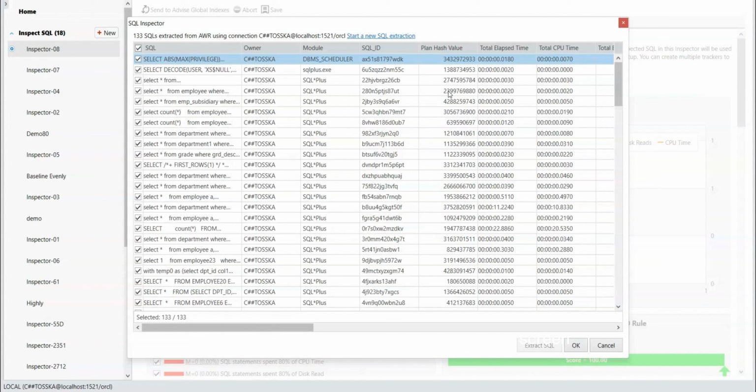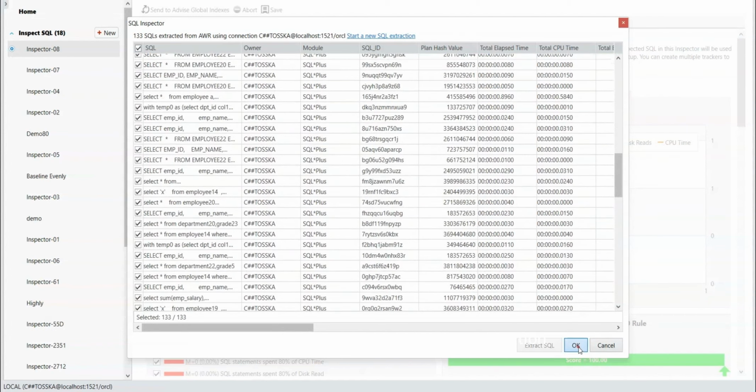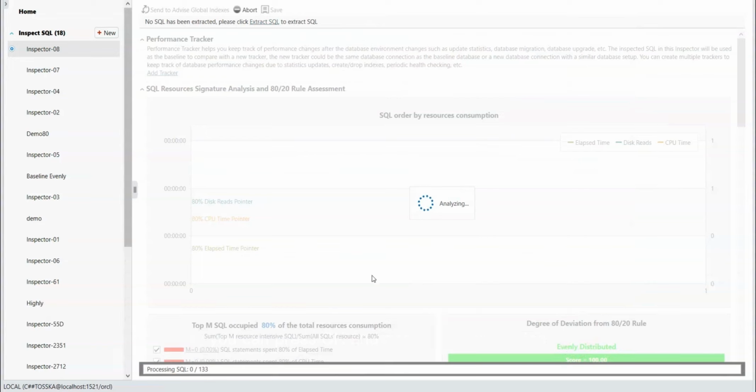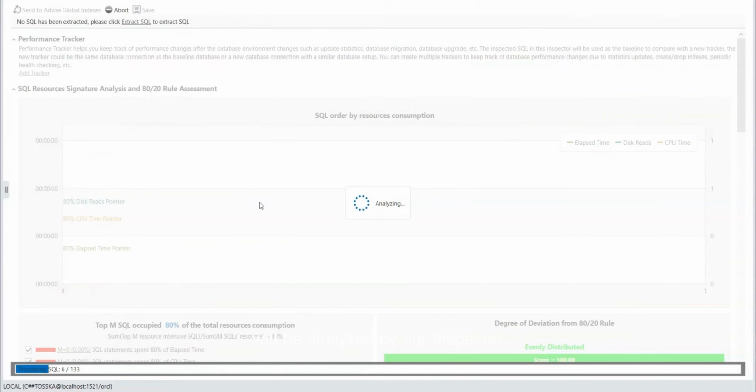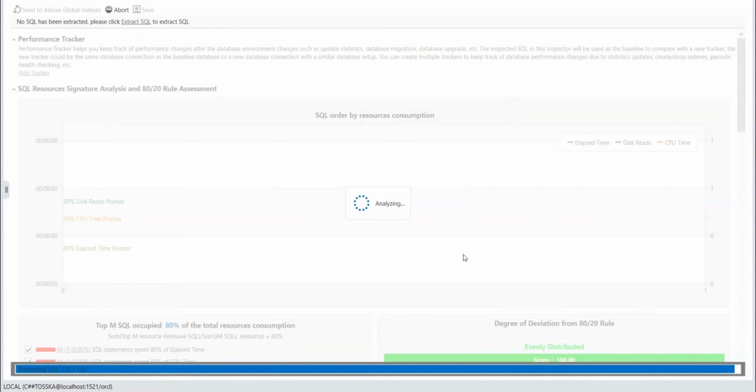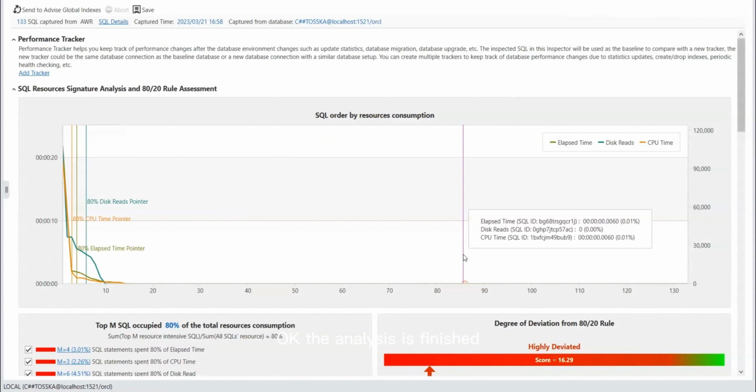Now the SQL statements are showing on the screen. You can press OK and accept the extraction. And the SQL statements, which are extracted from the database, will be analyzed by our inspector. Okay, the analysis is finished.